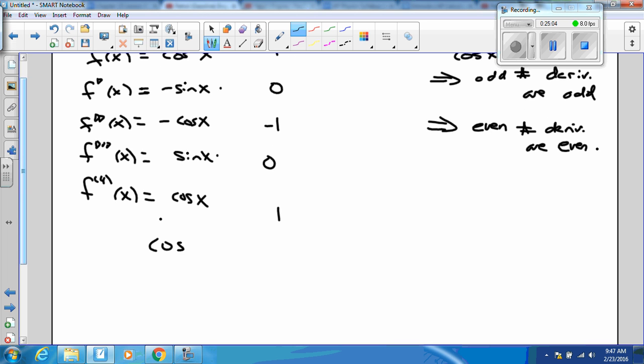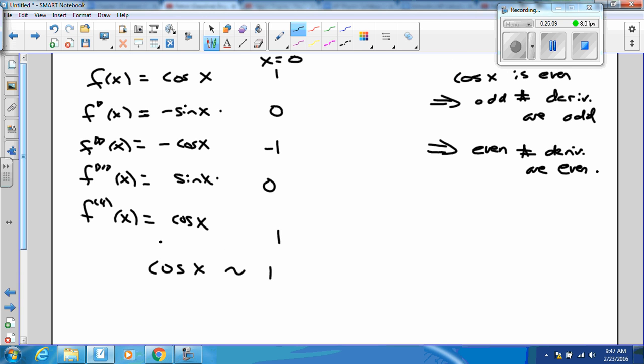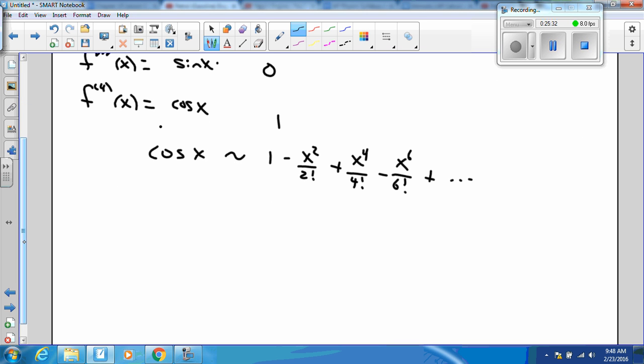We're going to get cosine of x corresponds to 1 plus no x minus x squared over 2 factorial plus no x cubed plus x to the 4th over 4 factorial. And then our pattern will continue, minus x to the 6th over 6 factorial plus dot, dot, dot. Now, if we were to try to roll this up into a sum, then we're going to sum up from n equals 0 to infinity.